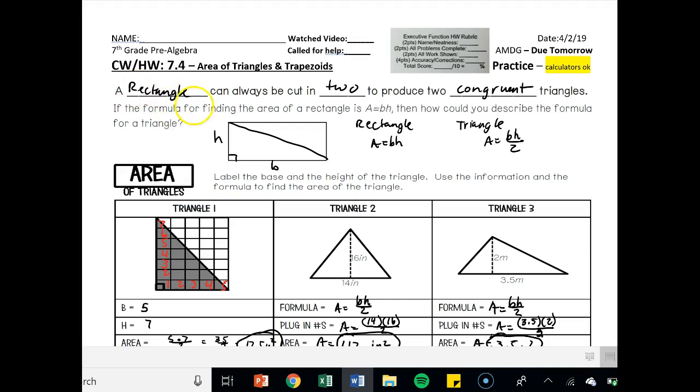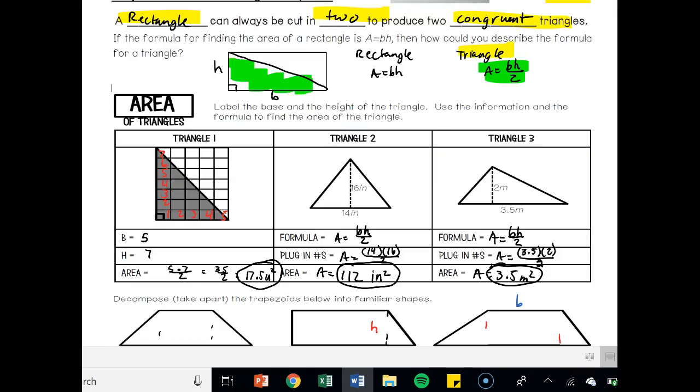For triangles, remember a rectangle can be cut into two congruent triangles. Hence why the triangle formula for the area is A equals B H divided by 2, right? A rectangle's area is just base times height, but a triangle is base times height divided by 2 because you can get two congruent triangles out of a rectangle.